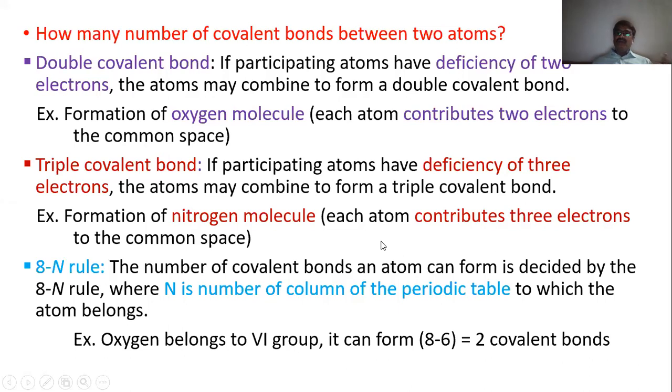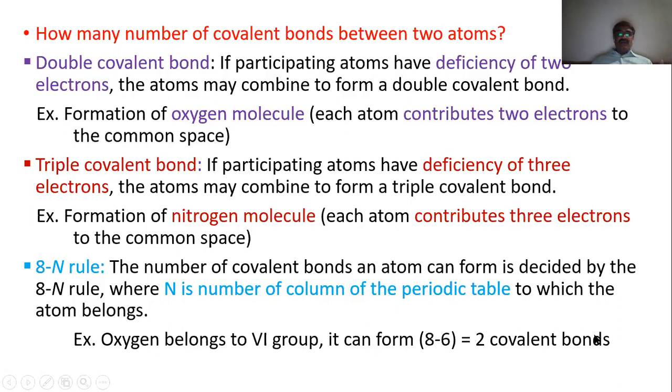So how will we decide, when two atoms come near to each other, how many bonds will form? That is decided by the 8 minus n rule, where n is the number of the column in the periodic table to which the atom belongs. For example, the oxygen atom belongs to the sixth group. What will be 8 minus n? So 8 minus 6, where 6 is the group in the periodic table to which oxygen belongs. So 8 minus 6 equals 2 covalent bonds.